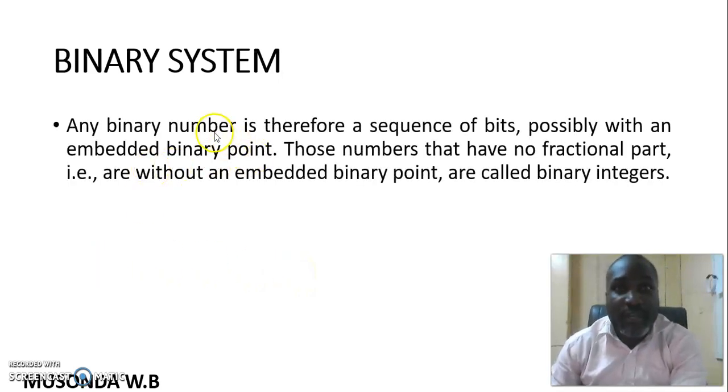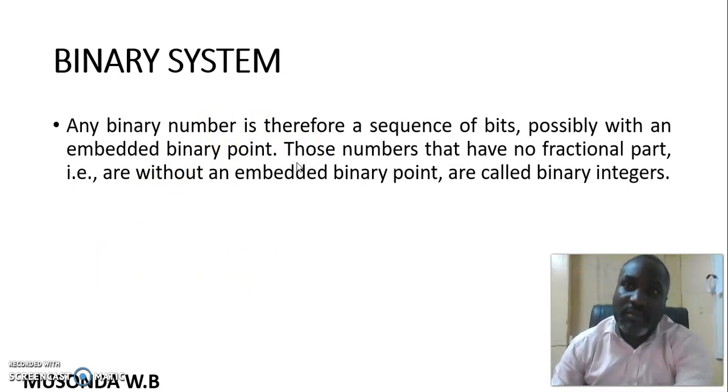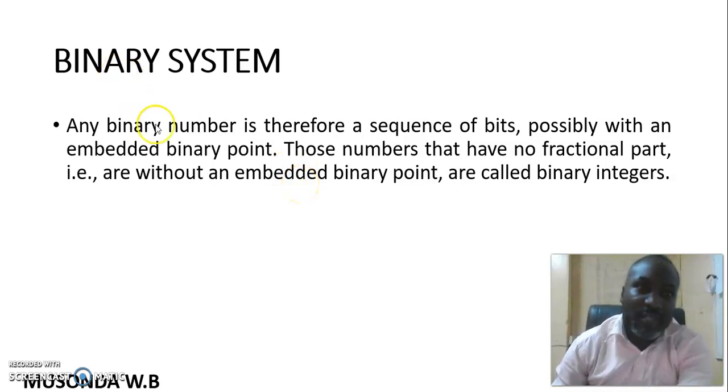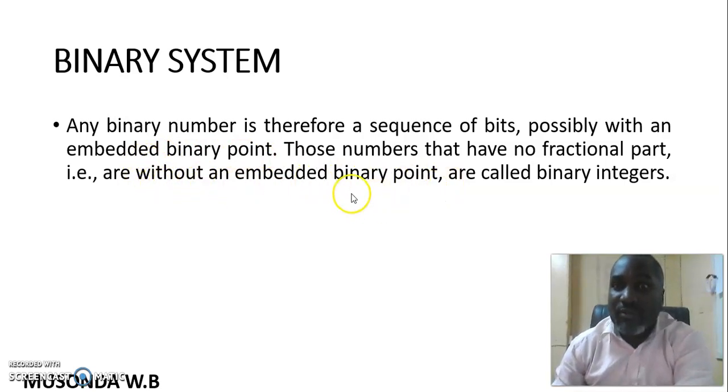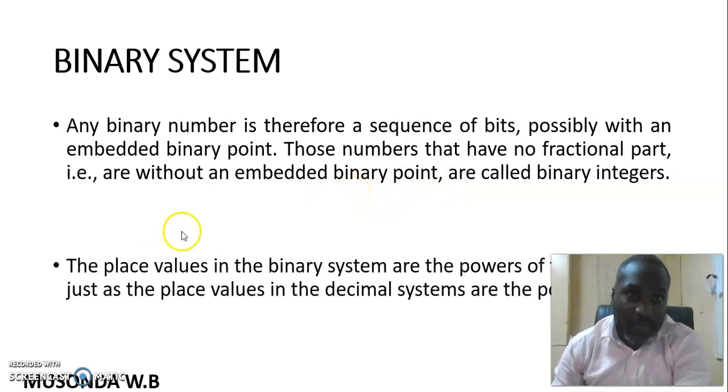Now, any binary number is therefore a sequence of bits, possibly with an embedded binary point. Those numbers that have no fractional part, or that is without any embedded binary point, are called binary integers. The place values in a binary number system are powers of the base, which is equal to 2, just as the place values in a decimal are powers of 10.